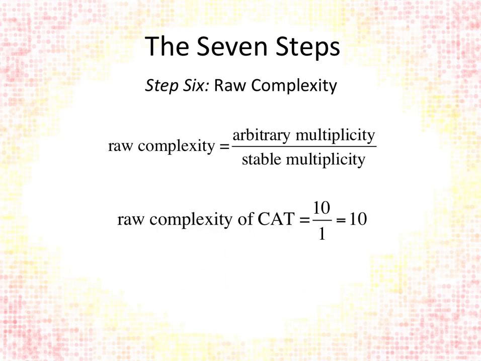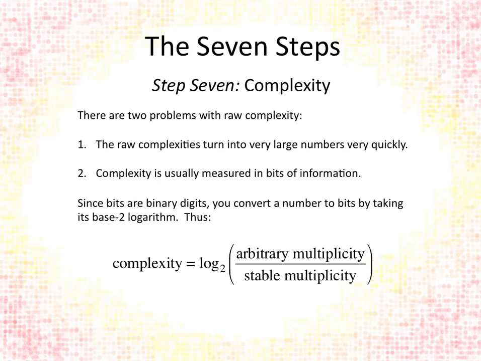Step 6, we find the raw complexity of the type. And the raw complexity is the arbitrary multiplicity divided by the stable multiplicity. And that gives you the stability of the type. The raw complexity of cat is 10, right? 10 arbitrary ways of reassembling its letters divided by 1, one stable way, and 10 divided by 1 is 10.